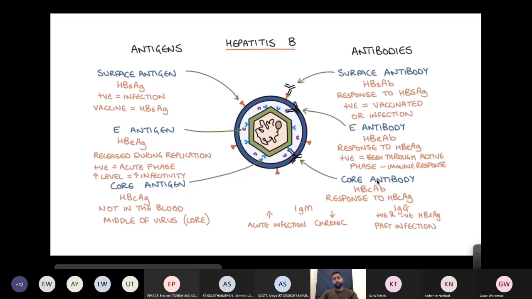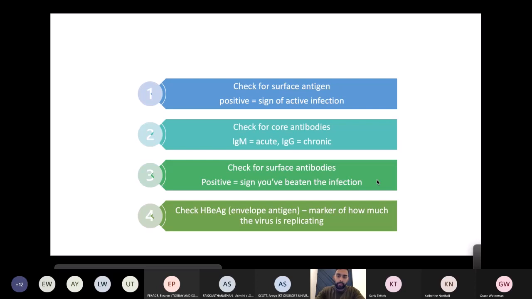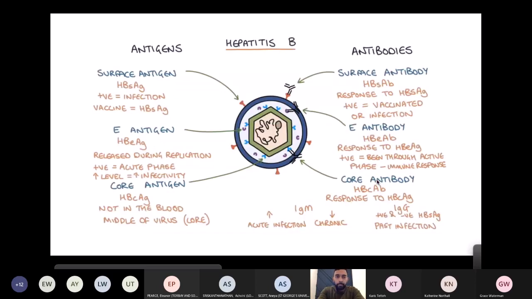All right, so viral serology, and I think when I was fresh, I really did not like it, but it can be broken down into a very simple way now. Put simply, you've got 3 antigens and 3 antibodies. Now, if you look at the surface antigen, if that's showing as positive, there's only one reason: this person is infected. At that moment in time, they have an infection. So that's something you've identified.